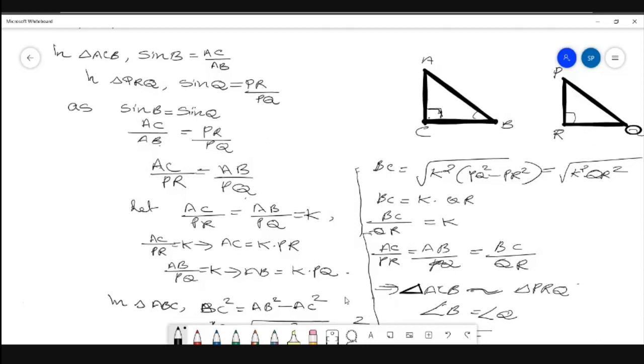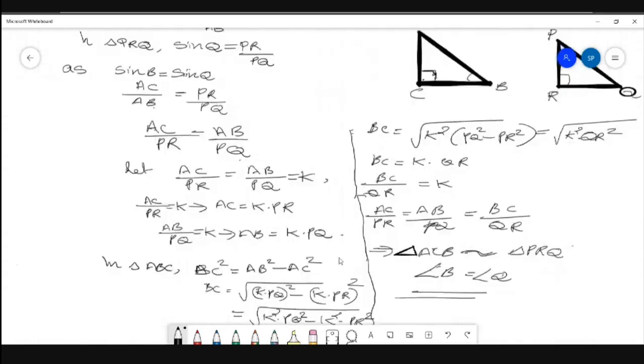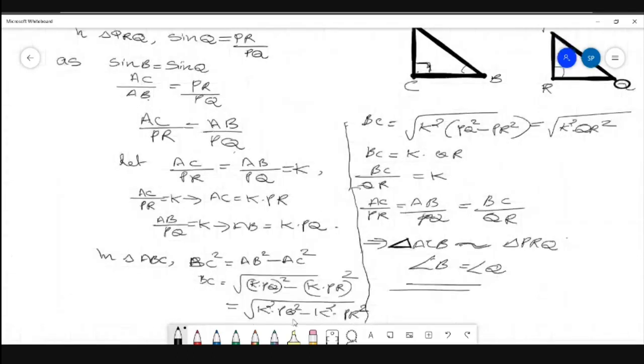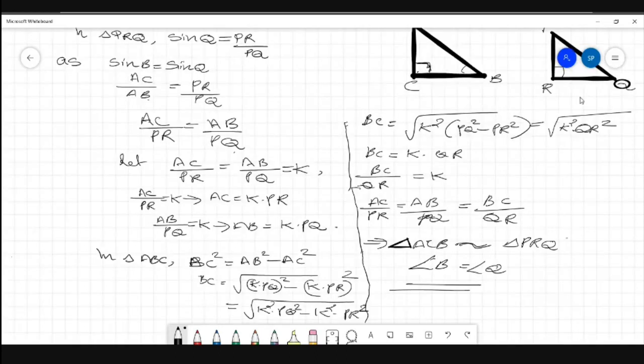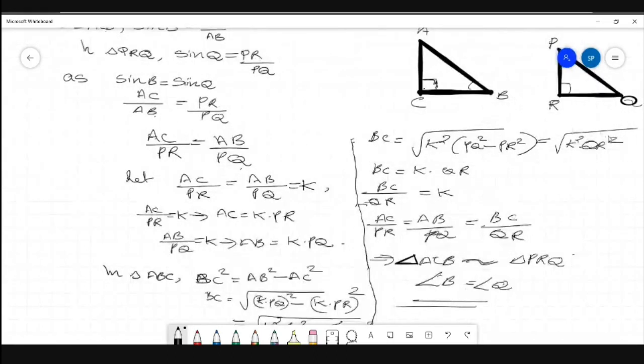So, we find BC square equal to AB square minus AC square. So BC is root of K square into PQ square minus K square into PR square, because AB equal to K into PQ and AC equal to K into PR. So BC equal to K times root of PQ square minus PR square. So it is K into QR, because in triangle PRQ we can say that PQ square minus PR square equal to QR square. So BC equal to K into QR. So BC by QR again we get as K.